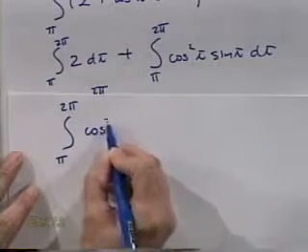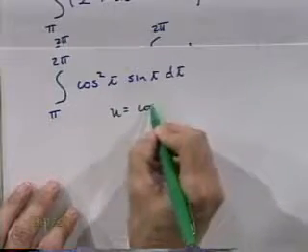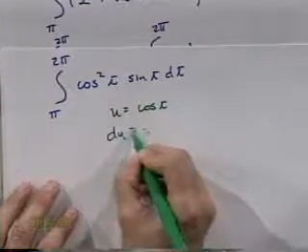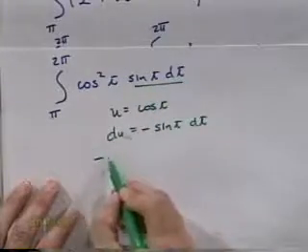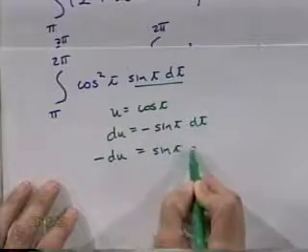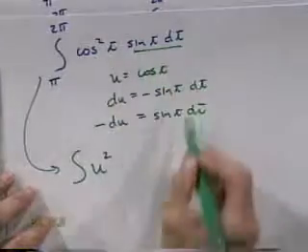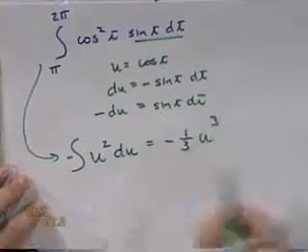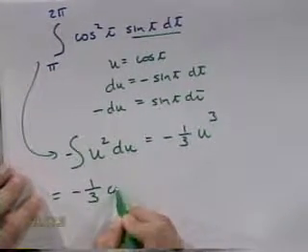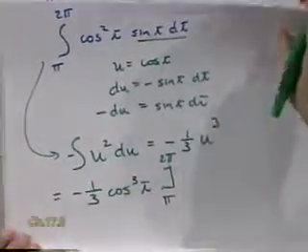We have cosine squared t sine t dt. What do you think our u substitution should be here? Cosine. U is going to be cosine t. So du is minus sine t dt. So since I have sine t dt, if I multiply through by a minus, I get minus du is sine t dt. So this integral becomes the integral of u squared, and sine t dt gets replaced with minus du, which is minus 1/3 u cubed, which is minus 1/3 cosine cubed t as t goes from pi to 2 pi.